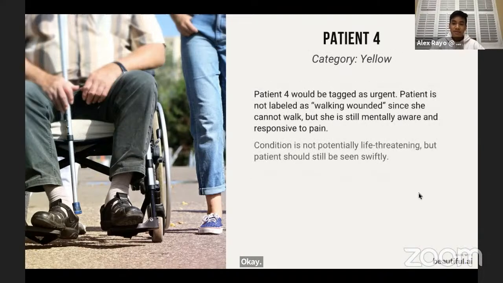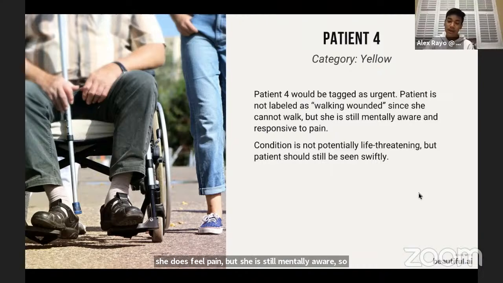All right, so we categorize this patient as yellow, so as urgent. She's not labeled as walking wounded since she actually cannot walk. And her injury is actually kind of significant in that she does feel pain, but she is still mentally aware. So she's not as severe, and the condition is not potentially life-threatening, but she should still be seen swiftly for her comfort and for her safety. And yes, the tibia and fibula are in the leg. That was important to note. Good job, everyone.